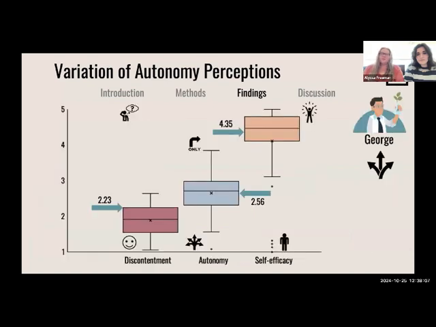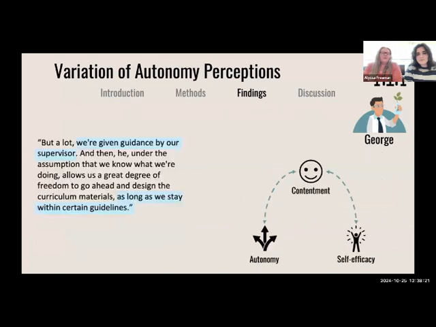For George, who was our GTA with moderate perceptions of autonomy, he also indicated that he was pretty content with his teaching, although he was a little bit more discontent compared to Sarah. And then he also had high confidence with his teaching. And here is a quote for how George was describing his perceptions of autonomy.